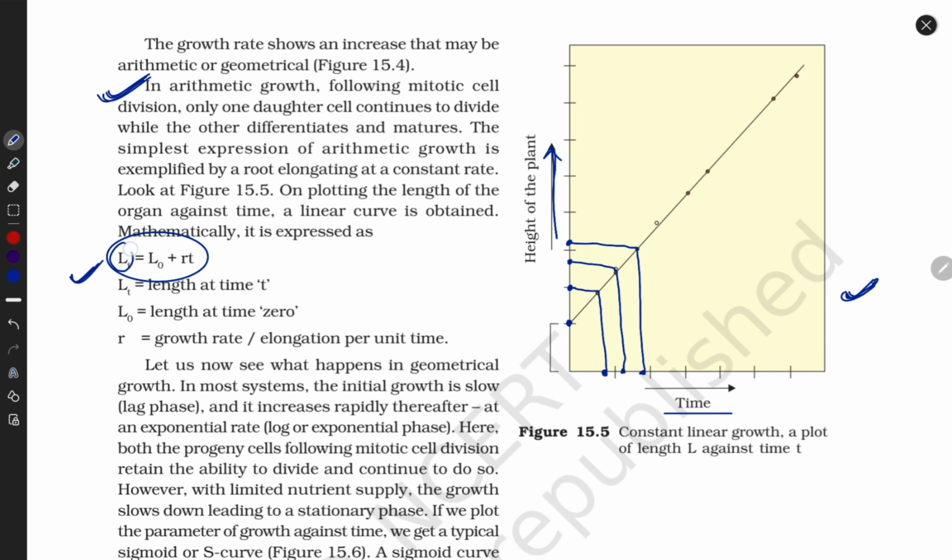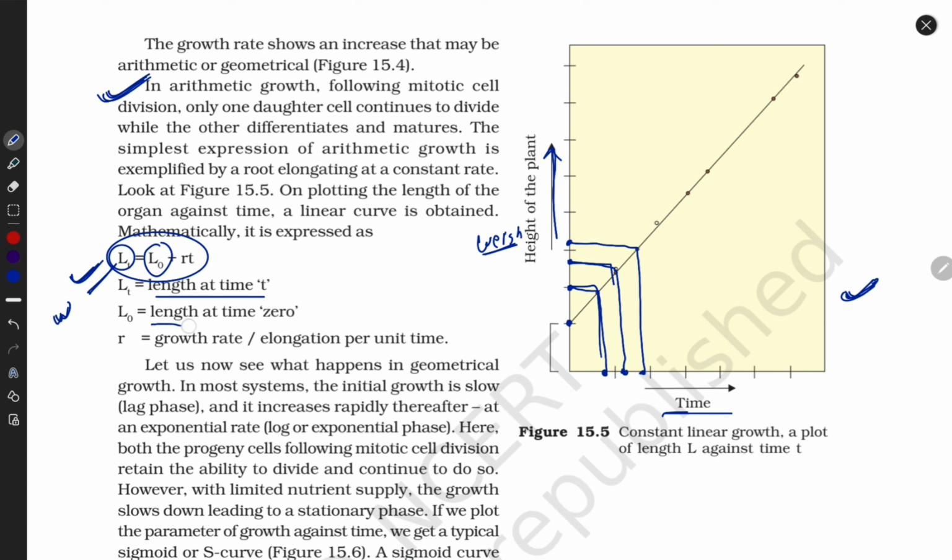This is Lt. It shows the length at time t. If the examiner changes this term, and we assume weight, don't panic. This formula is the same. According to the weight ratio, calculate the time. According to this time, the weight of the plant. If they change the alphabets, don't panic.